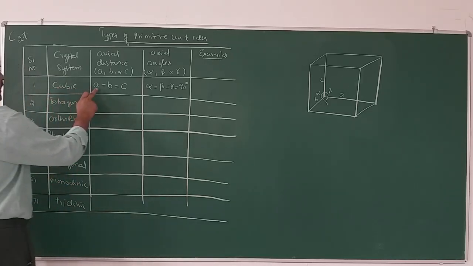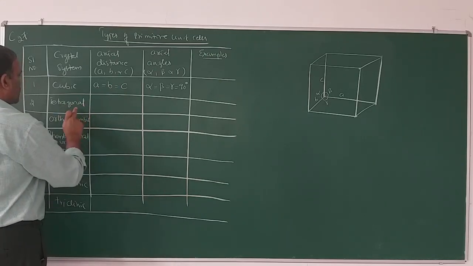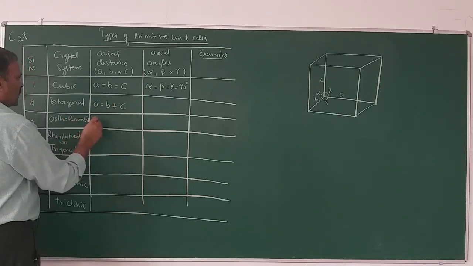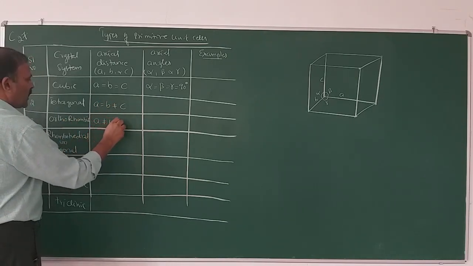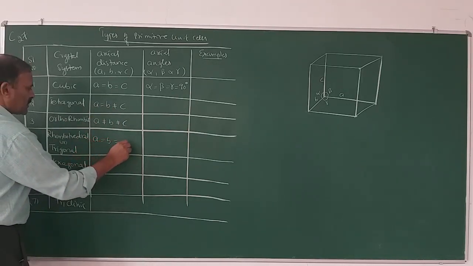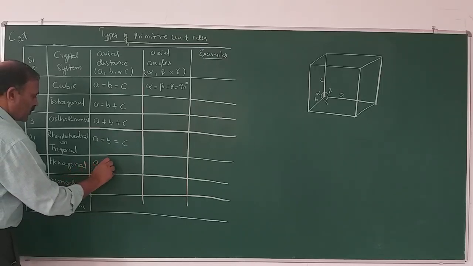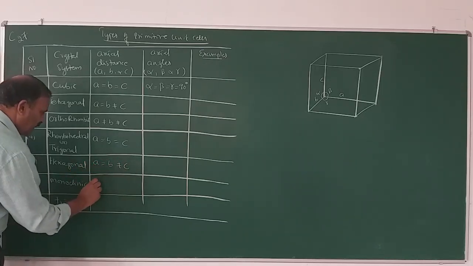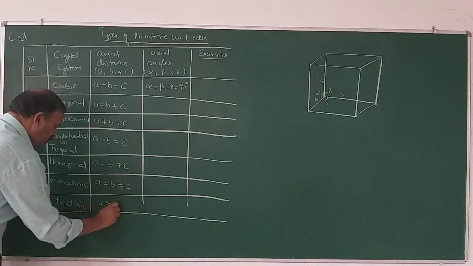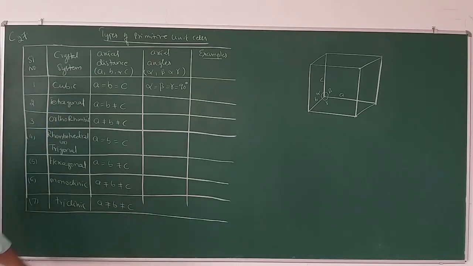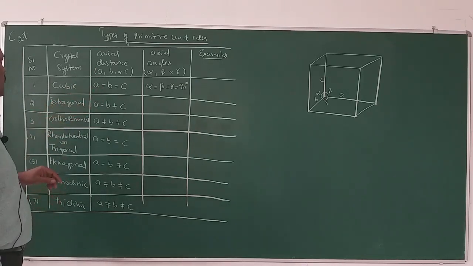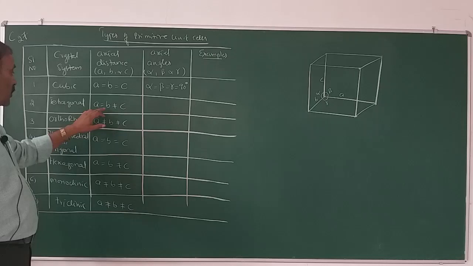So in cubic A equals B equals C, in trigonal A equals B not equal to C, here A not equal to B not equal to C, again here A equals B equals C, here A equals B not equal to C, A not equal to B not equal to C, A not equal to B not equal to C. So depending upon the axial distances, if A equals B equals C, cubic.